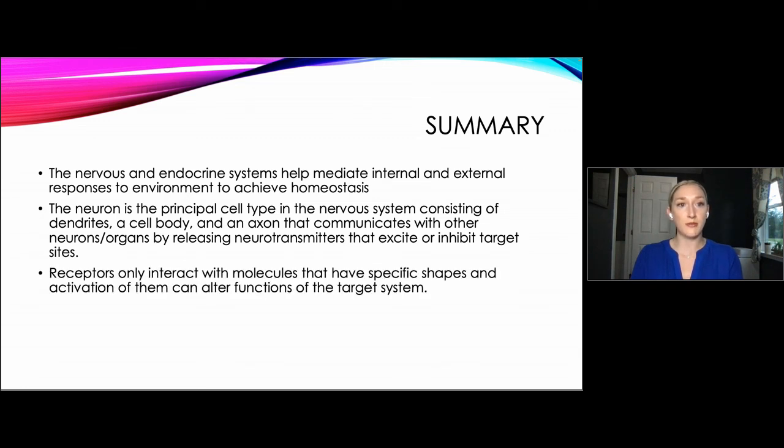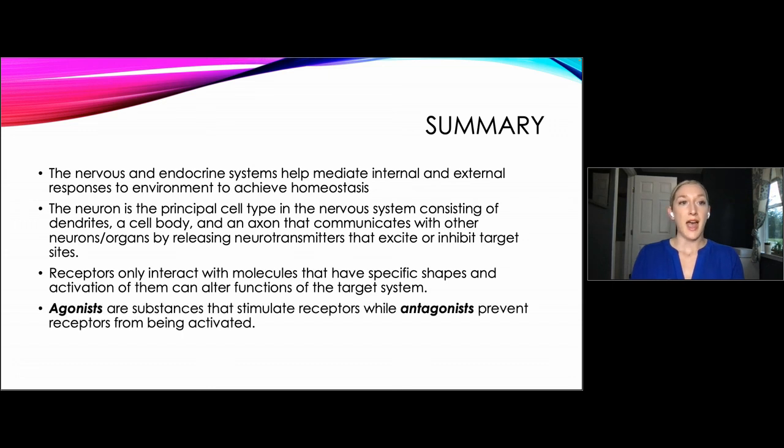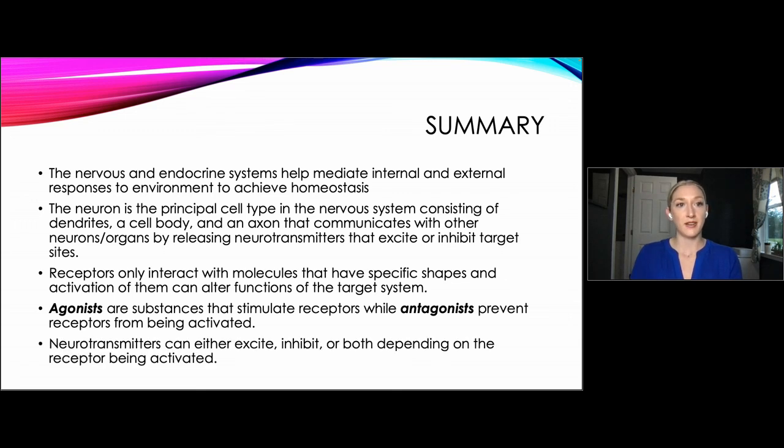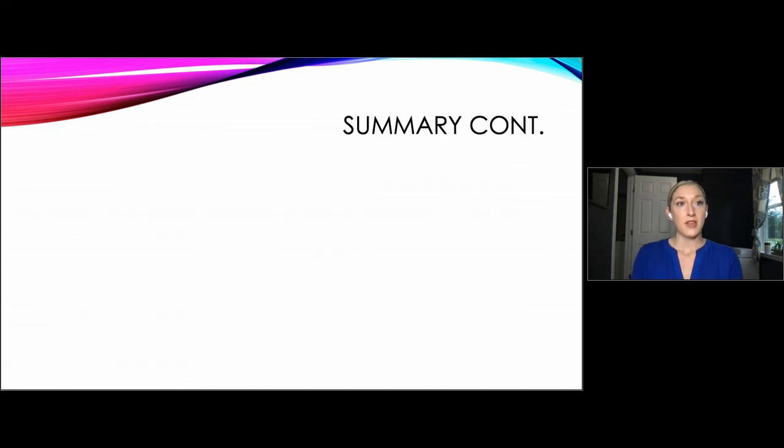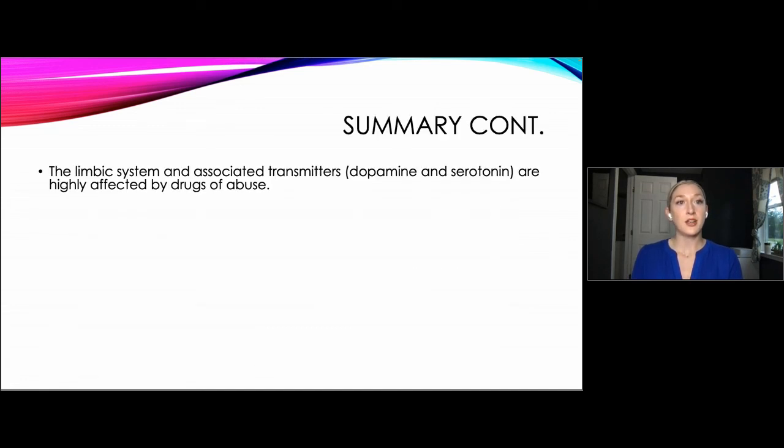Receptors will only interact with molecules that have specific shapes and activation of them can alter functions of the target system. Agonists are substances that stimulate receptors, while antagonists prevent the receptors from being activated. Neurotransmitters can excite, inhibit, or do both, depending on the receptor that is being activated. The limbic system and associated transmitters, including dopamine and serotonin, are highly affected by drugs of abuse.